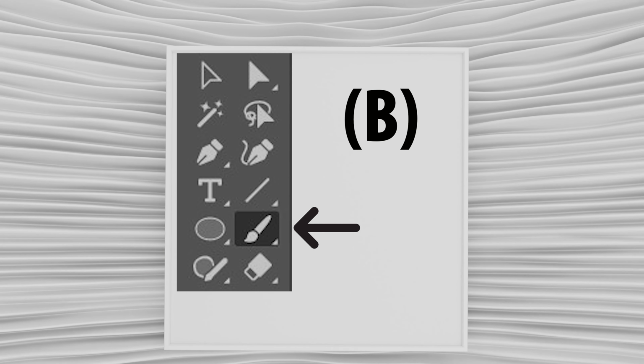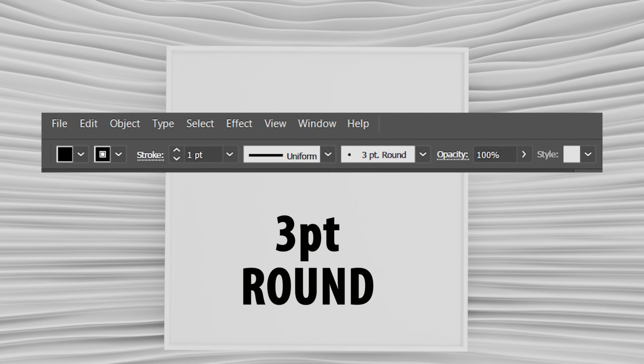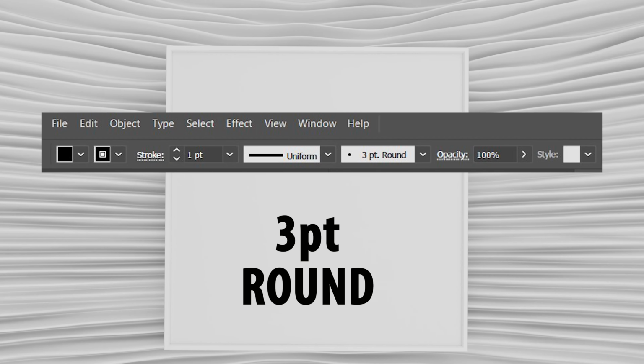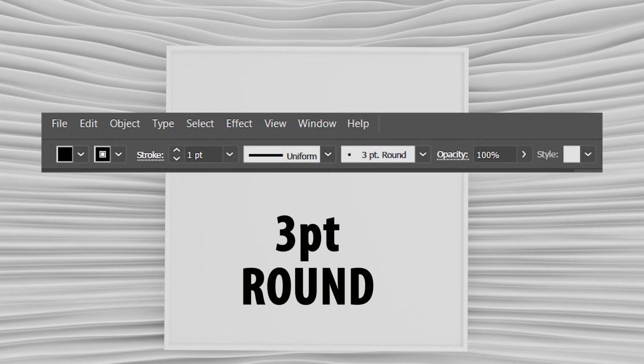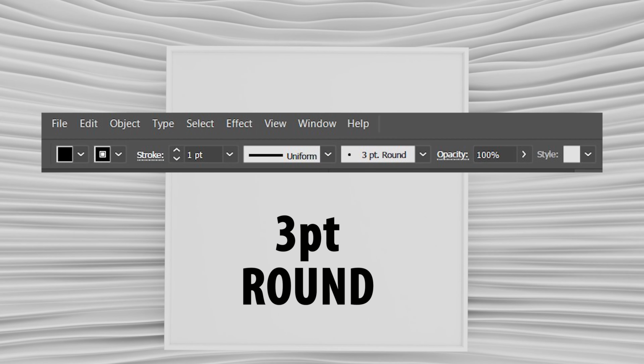Next, we will need the brush tool. You can select that from the toolbar on the left, or you can also hit B on your keyboard. B as in boy. And for your tool at the very top in the settings, select it to 3 points and round.